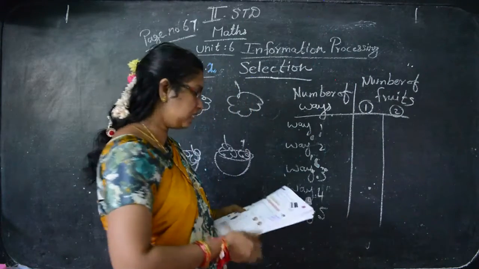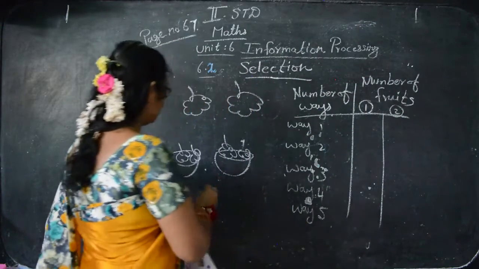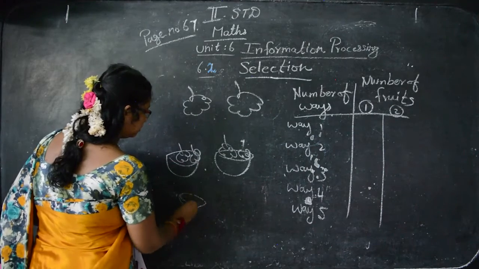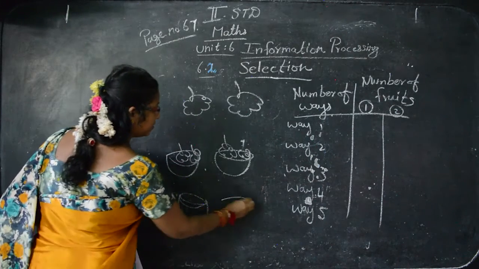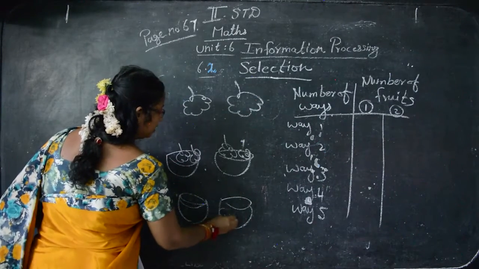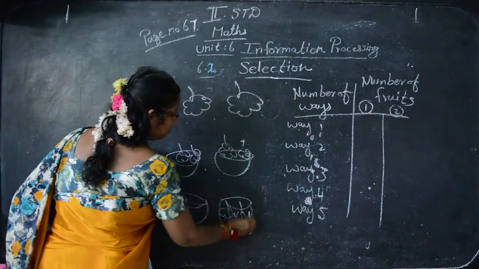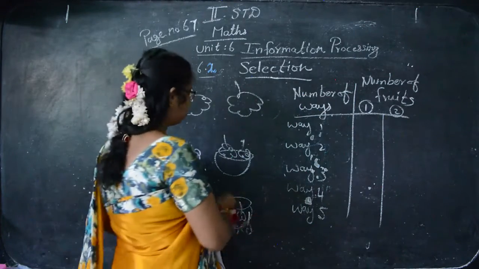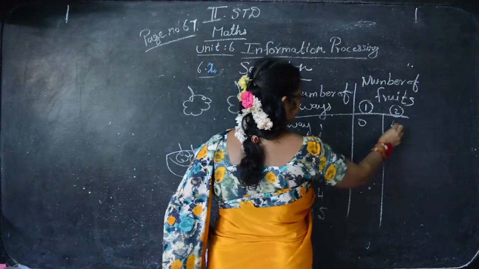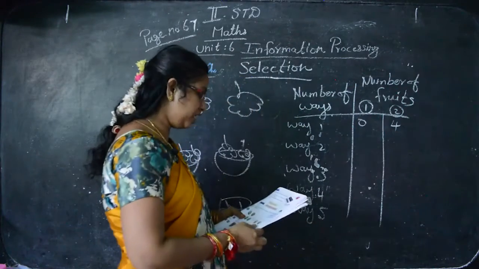Okay children, see here. In one basket we can arrange nothing in that. In another basket 4. 1, 2, 3, 4. Okay, so 0 here, 4 here. In the same way, in another way.